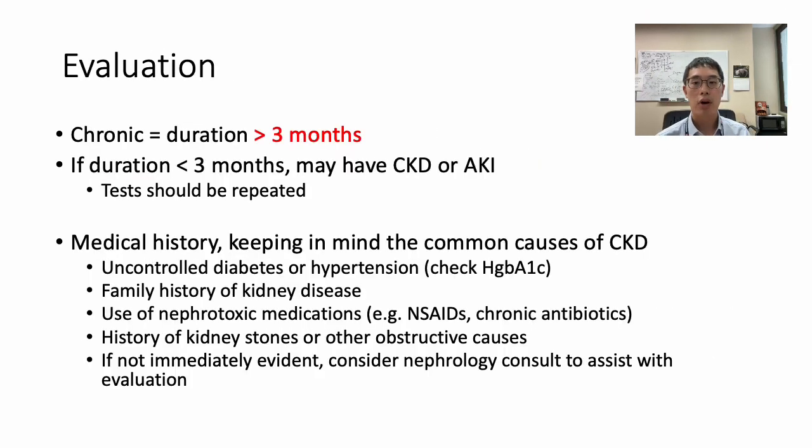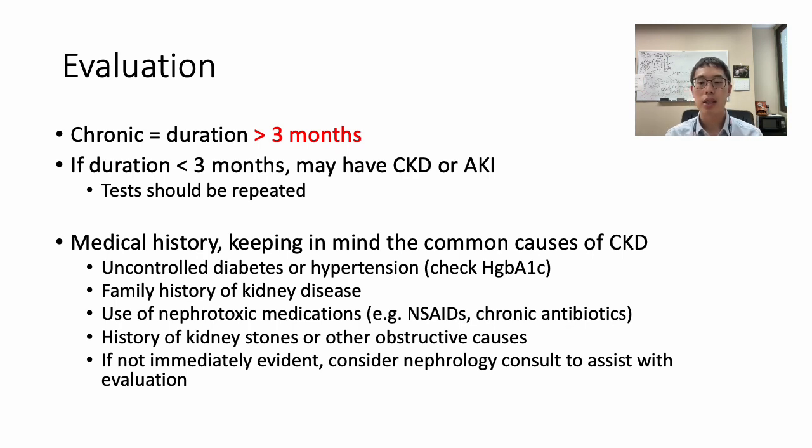Getting back to the evaluation of chronic kidney disease, remember that duration is important, and that chronic kidney disease requires abnormal kidney function for more than 3 months. If the duration is less than 3 months, these patients may have chronic kidney disease or an acute kidney injury, and the kidney function test should be repeated to assist with distinguishing between an AKI and a CKD.